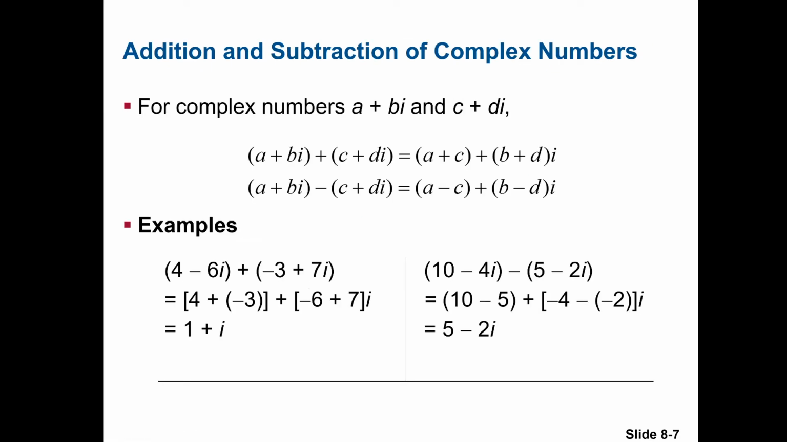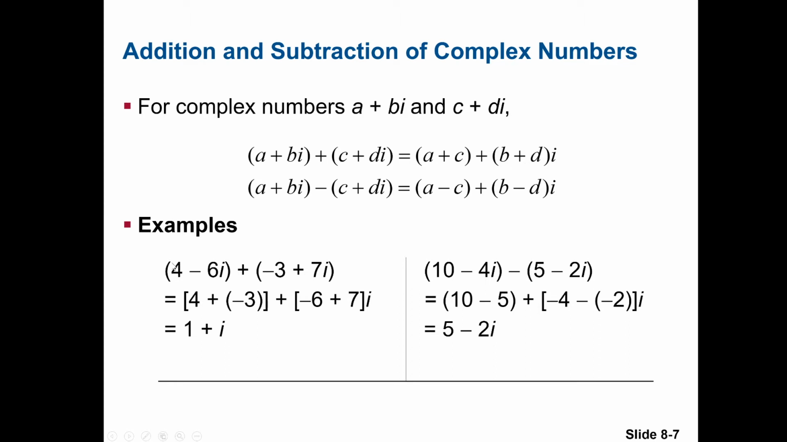So addition and subtraction of complex numbers. This one is quite straightforward. Basically I just want to group the like terms. A and C are the real number parts, and then B and D are the imaginary parts. So just group them together. Then A minus C, similar, and then B minus D, because that's the subtraction. So you want to group those together.